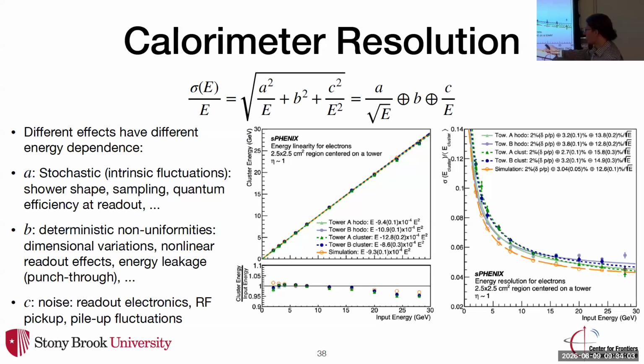And then you have a linear term. These are what I call deterministic non-uniformities. That is to say, there's something wrong with the detector that, in that one place, it doesn't respond as well as it should. So maybe this one crystal is a little bit smaller than its neighbors, dimensional variation. Maybe my readout isn't good at collecting light from the far corner. Or maybe there's energy leakage for showers that develop near the edge of one of these crystals. And then this C term is something like readout electronics noise. Maybe it's picking up the radio, or maybe there's some effect from previous events still lingering in.